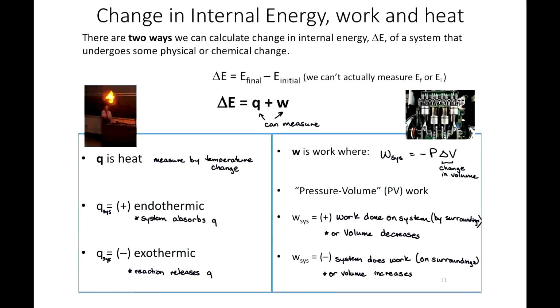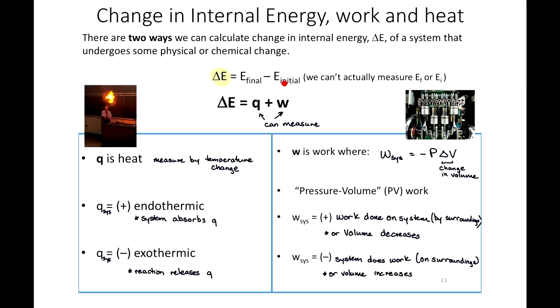All right. So let's talk about how we can measure changes in internal energy for a chemical process or even a physical process. How can we measure it? We already introduced this first equation: the change in internal energy for a process is just the final condition minus the initial condition. But we have a problem. Like I said, we can't actually measure these two values.